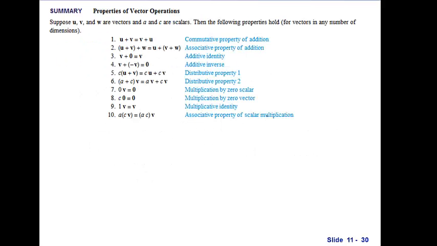Now, as a summary, the properties of vector operations are as follows. Vector addition is commutative, which means that we can add u plus v, and that's the same as v plus u. Also, there is the associative property of addition for vectors. The additive identity is a zero vector. This is not a scalar here, it's a vector. And then the additive inverse and the distributive properties. First we distribute the scalar over the vectors, and then we distribute the vector over the scalars. Then multiplication by the zero scalar, multiplication by the zero vector, the multiplicative identity, and the associative property of scalar multiplication. So these are fairly clear properties of vector operations.